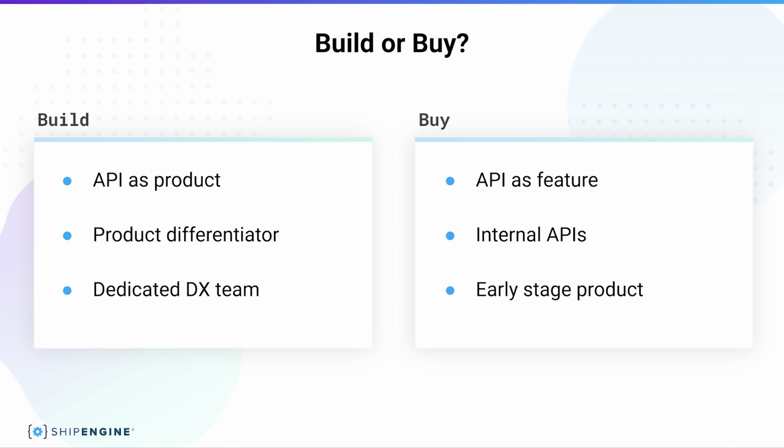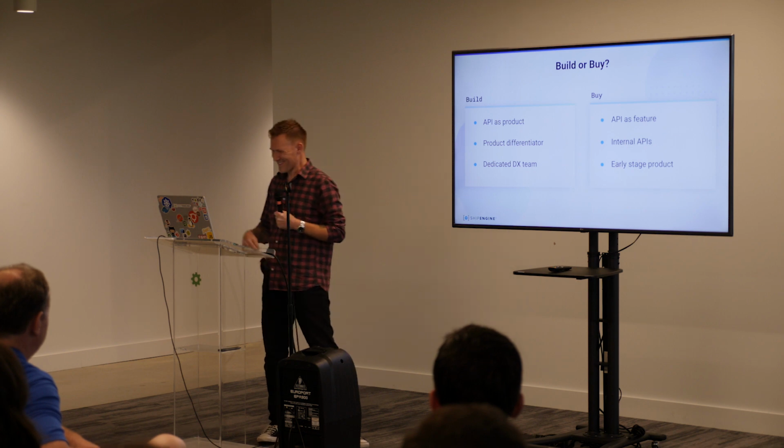Reasons to buy is basically everyone else. So if your API is just a feature of your product, you have some UI or other things and the API is just some really awesome feature, you probably don't need to have some bespoke documentation solution. Similarly, like I said earlier, if it's an internal-only API, you're better off just using an auto-generator. And then if it's an early-stage product, you should probably be focusing on your product, not on the documentation yet.